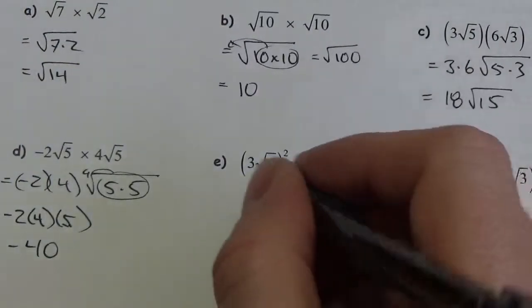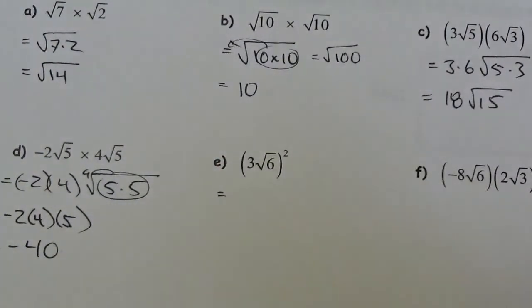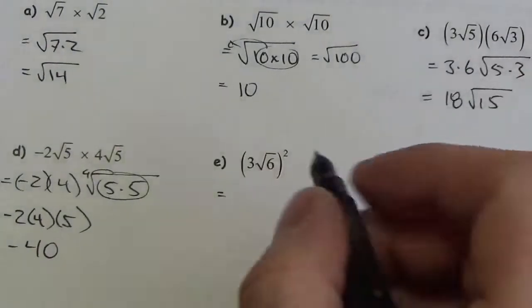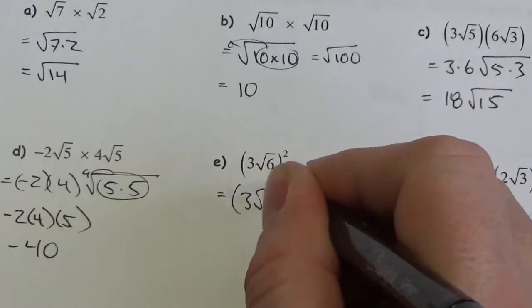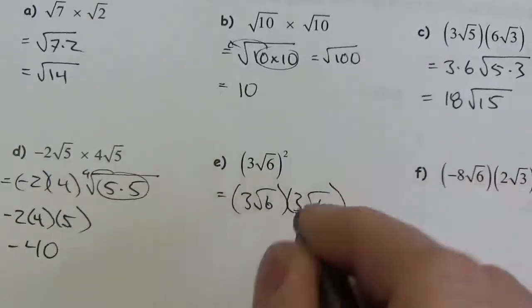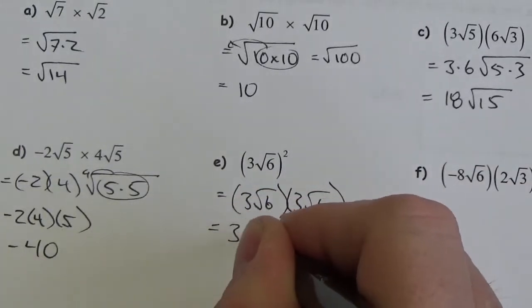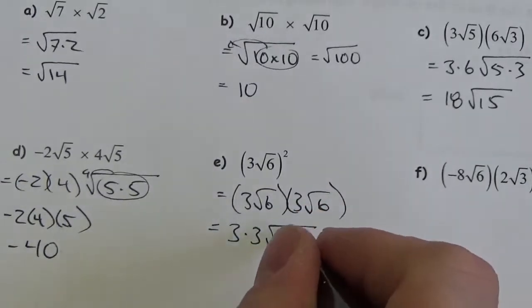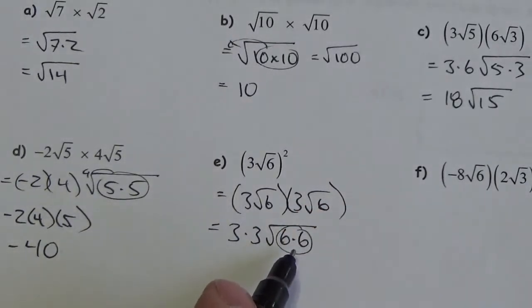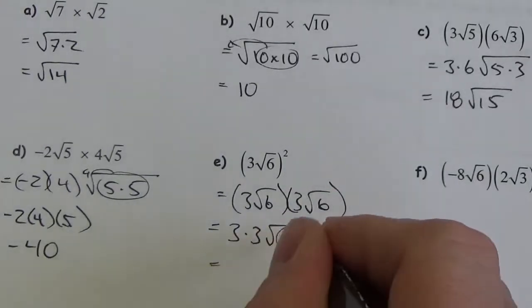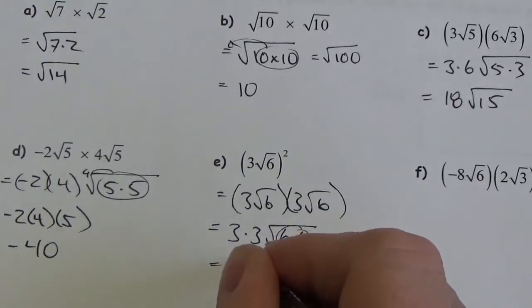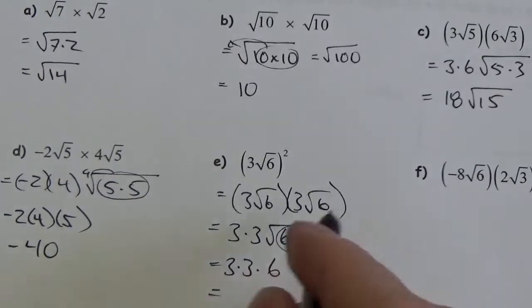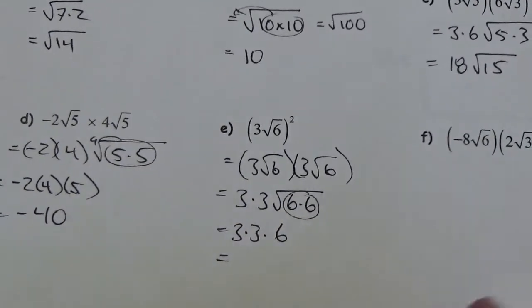3 root 6 squared. Now, because I've seen all sorts of people make mistakes here, my recommendation is that you write it out. Write it like this. And then this becomes 3 times 3 square root of 6 times 6. Okay, well, I got a pair of 6's there, so that pair of 6's is going to come out. This will be 3 times 3 times that extra 6. There was nothing left in the radical, so I don't need to write it anymore. 3 times 3 is 9, times 6 is 54.